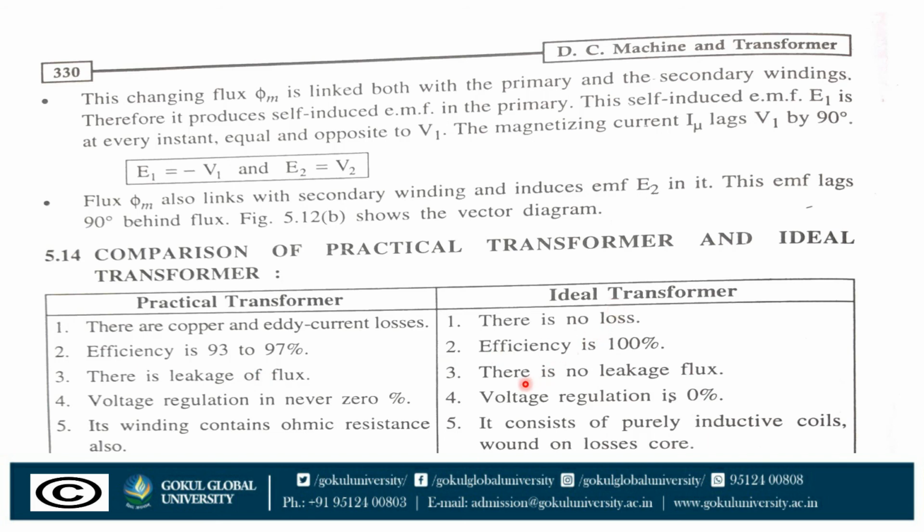In an ideal transformer there is no leakage flux. In a practical transformer voltage regulation is never zero, whereas in an ideal transformer voltage regulation is zero. In a practical transformer the winding contains ohmic resistance, whereas an ideal transformer consists of a purely inductive coil wound on a lossless core. Okay. Next, all constructed transformers are practical transformers.